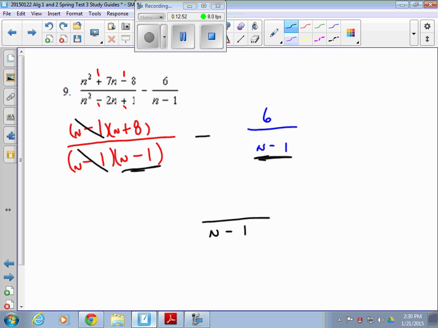And then you treat it exactly like rational expressions that have the same denominator. You just simply subtract the top, n plus 8, the numerator, minus the top of the other one, 6. And when you put 8 minus 6 together, it leaves you with n plus 2 over n minus 1.